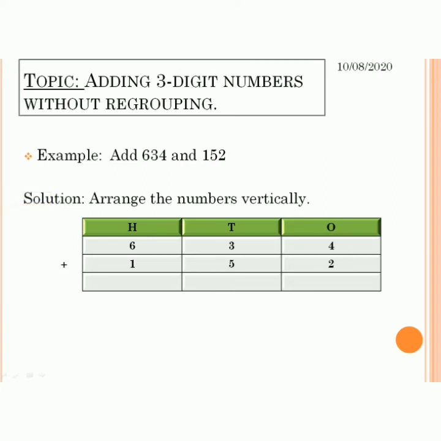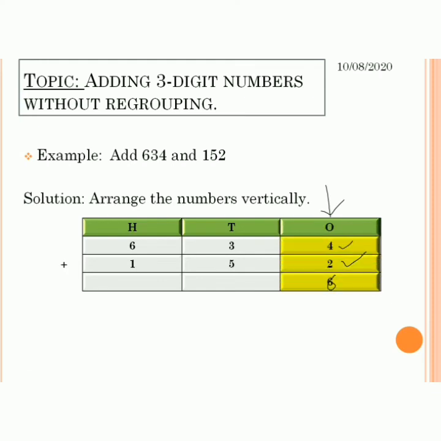Okay, so let's see how can we add. First step is what, dear children? We have to arrange the numbers vertically. Once you arrange the numbers vertically, next process is what? You have to start adding from the ones place. Okay, so when you start from the ones place, we have to add these two digits, isn't it? We have to add 4 plus 2. So what is 4 plus 2? 4 plus 2 is 6.